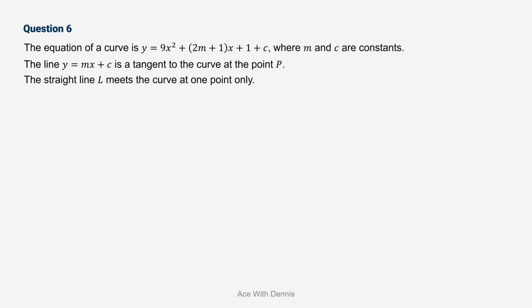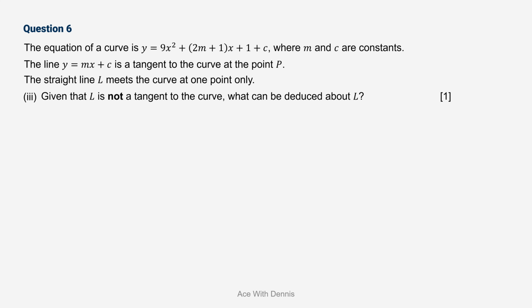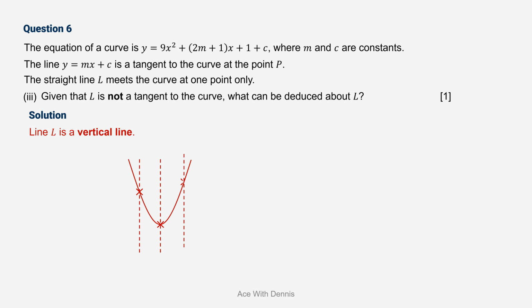The straight line L meets the curve at one point only. Part 3. Given that L is not a tangent to the curve, what can be deduced about L? 1 mark. Since the line L meets the curve at one point only and it is not a tangent, the only possible line for L is a vertical line. To illustrate it, this is a quadratic curve, and as you can see, as long as you draw a vertical line in any position on the curve, it will always meet the curve at one point. Hence, line L is a vertical line.